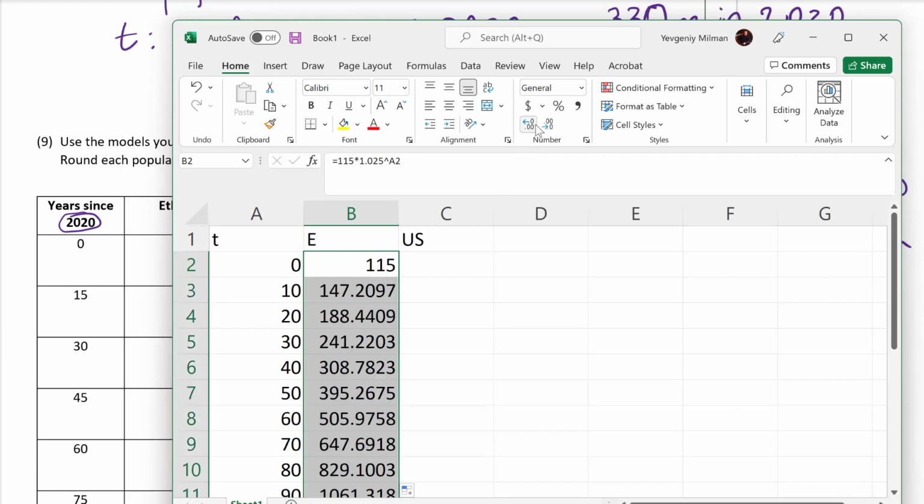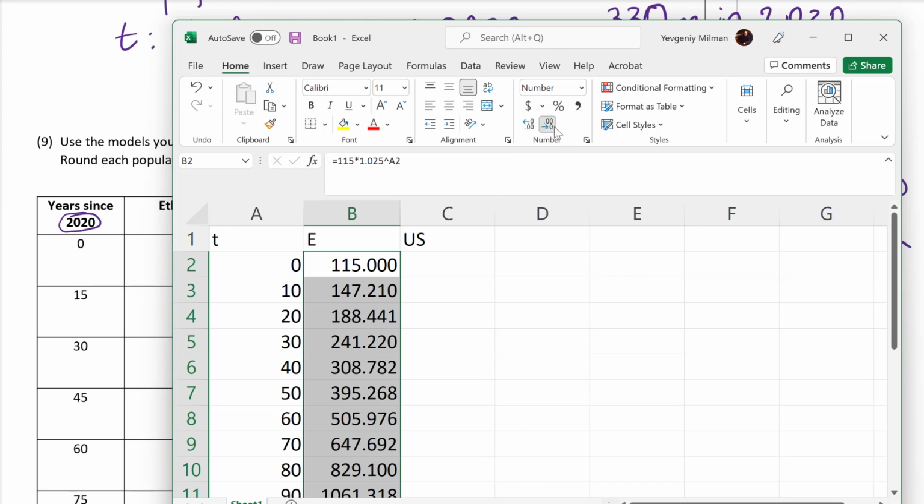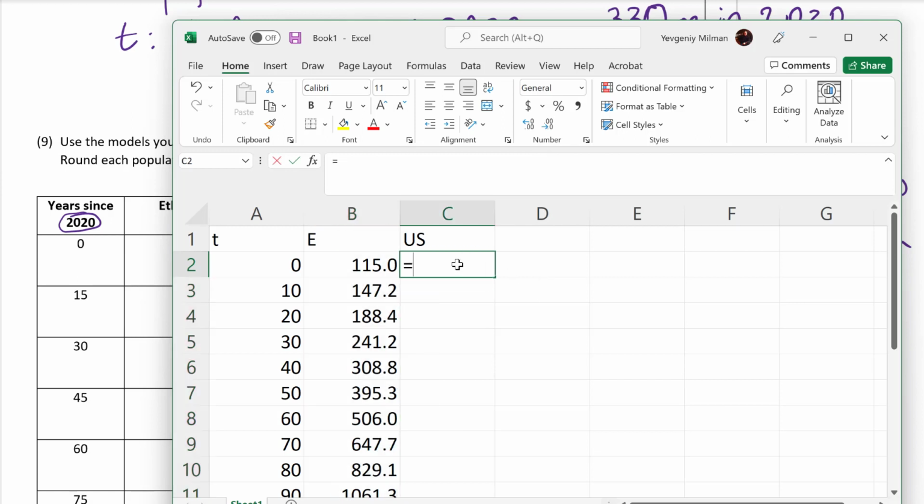All right, you can also choose the number of zeros so it doesn't bother our eyes with so many digits. So all of this is in millions. Okay, so that would be Ethiopia. And for the US, we have 330, and it's growing at the rate of 1.007, which is 0.7%, to the power of the number of years.